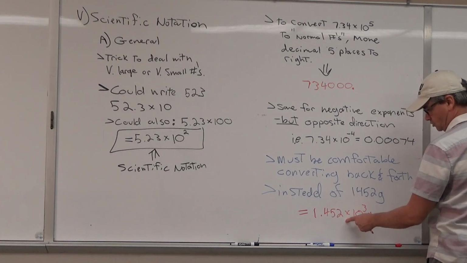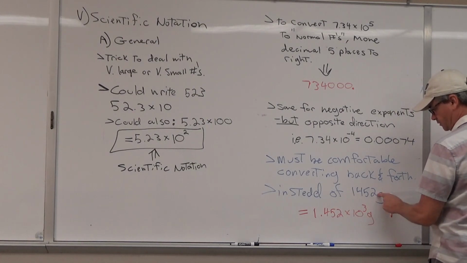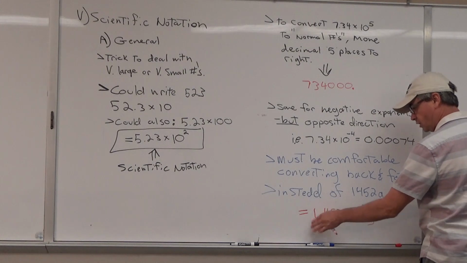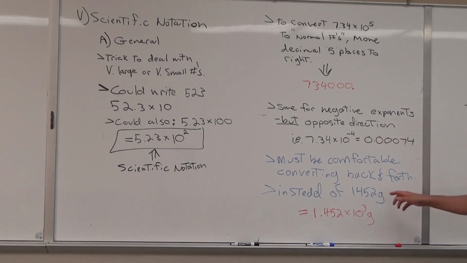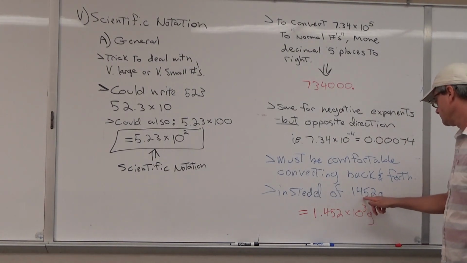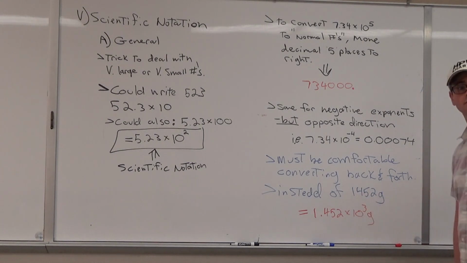In order to get the decimal place from over here so that there's only one digit to the left, I have to move the decimal 3 spaces, thus 10 to the 3.